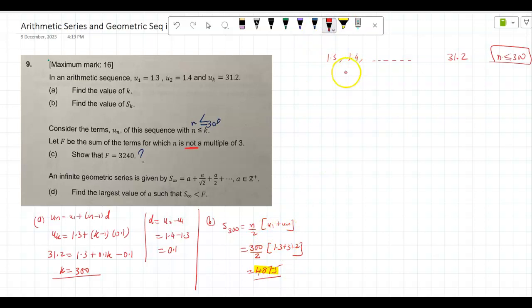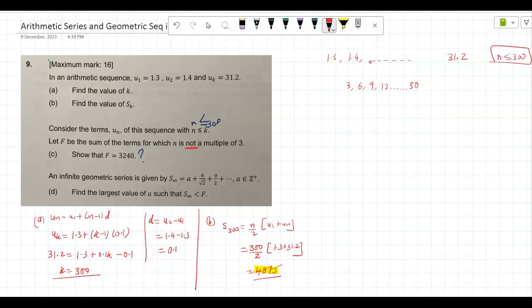Can I find the terms which are multiples of 3 in this? The actual terms which are multiples of 3. What is the first term that will be a multiple of 3? 1.3, 1.4. Is 1.5 a multiple of 3? 1.5 is not a multiple of 3. Multiples of 3 would be 3, 6, 9 and so on. And what is the last multiple of 3?